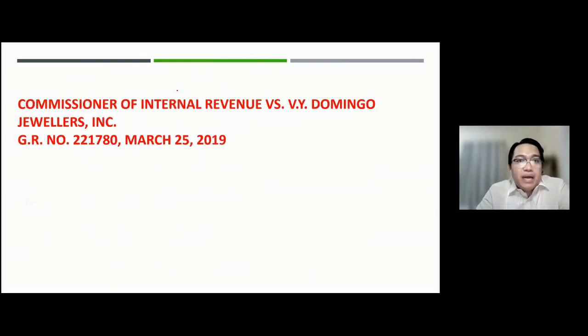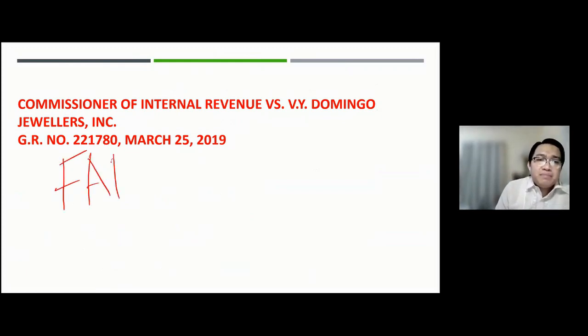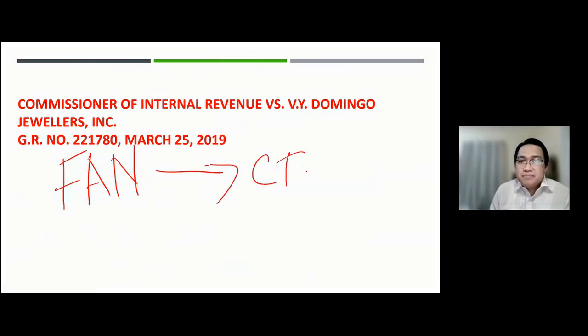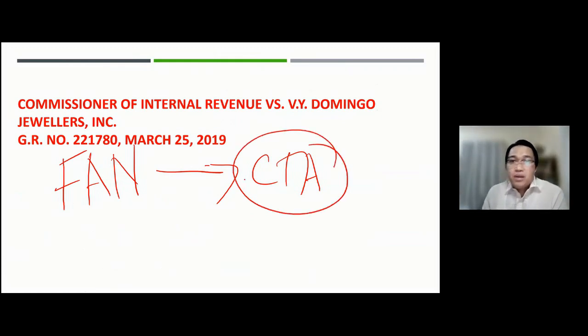Okay? Now, another case, the case of Commissioner of Internal Revenue versus BY Domingo. Simple lang ang nangyari dito. Yung taxpayer naka-receive ng FAN. Anong ginawa niya nung ma-receive niya yung FAN? Umapila sa CTA. Ganun na nangyari. Ano ang sabi ng CTA? Lack of jurisdiction. Wala kaming jurisdiction sa FAN.